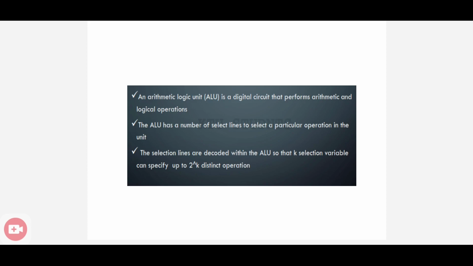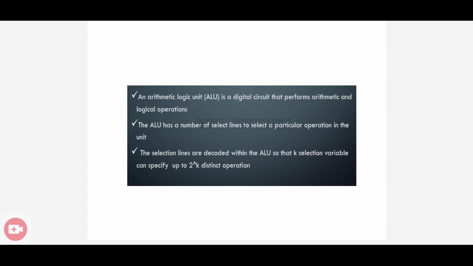So ALU is the main part of the central processing unit. It performs both arithmetic operations as well as logical operations. This ALU has a number of selection lines to select a particular operation in the unit, because ALU performs various operations and at a time one operation has to be selected. For that, the ALU has a number of selection lines or select lines.